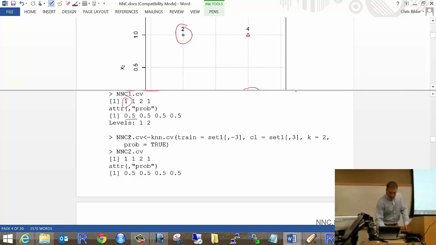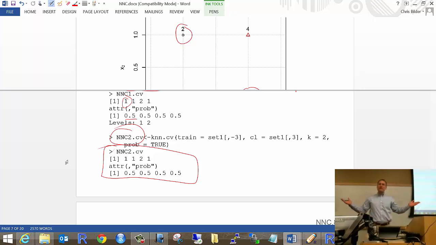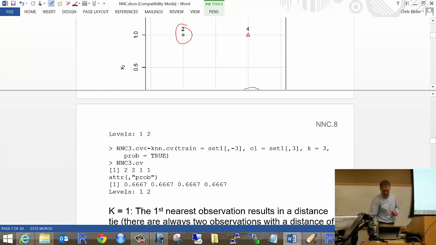So let's look at 2 nearest neighbors. Everything's exactly the same here. Notice the classifications were exactly the same too. I actually did set a seed number in my program. And we get these proportions of 0.5. Why did I get exactly the same thing? Because I was essentially doing k equal 2 before with k equal 1, because of those ties. Let's look at k equal 3.